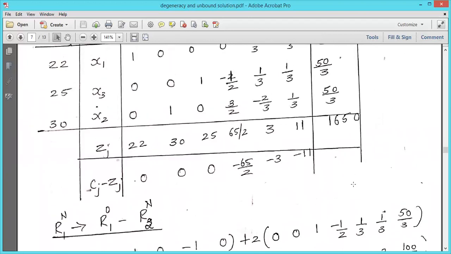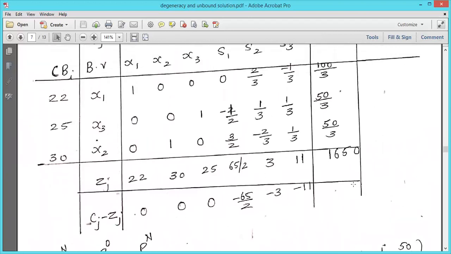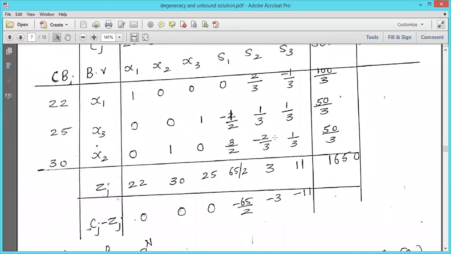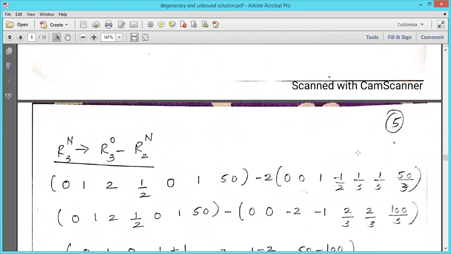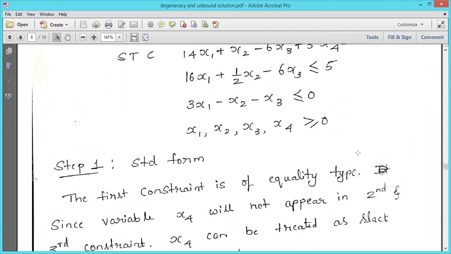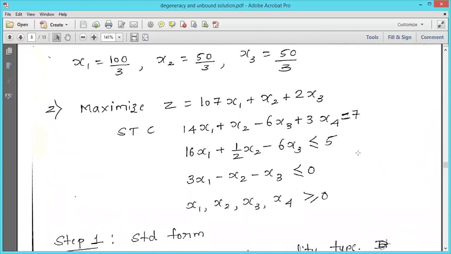So the optimal solution is 1650, and the value of x1 is 100 by 3, x3 is 50 by 3, x2 is 50 by 3. And we will see the next problem.